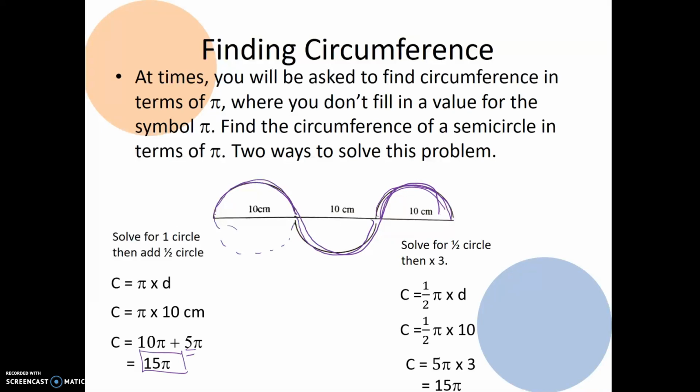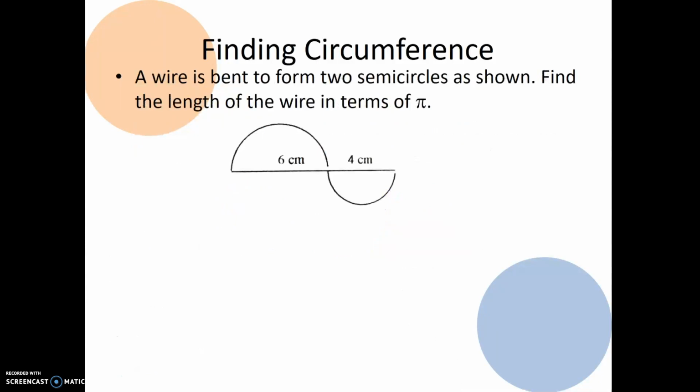So here's the other way we could have found it. We could have used the formula for a semicircle, which is circumference equals half of pi times diameter, and then we would have found 5 pi. So we cross cancel there and there, and we're left with 5 pi, and then we multiply that times 3 because we have 3 semicircles, and we end up with the same thing, 15 pi.